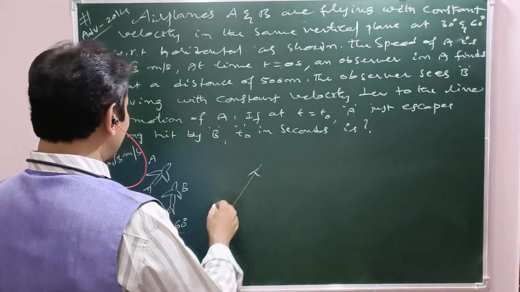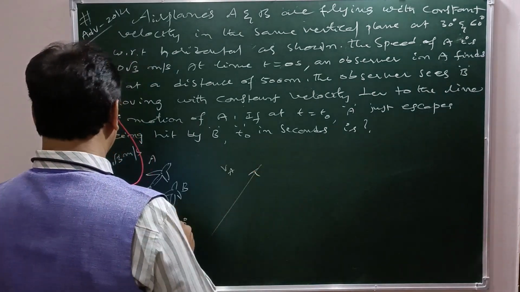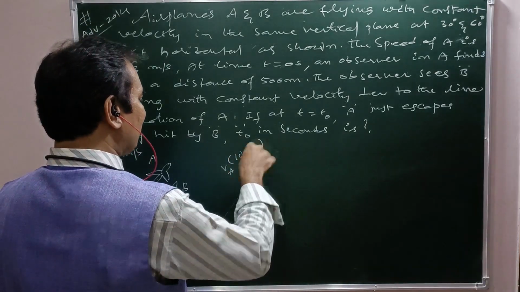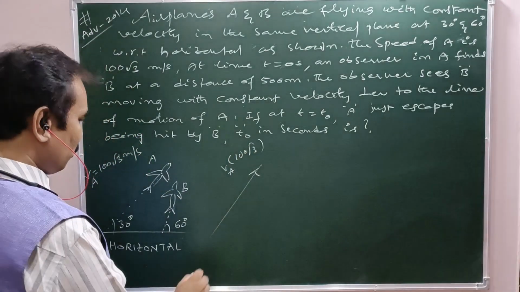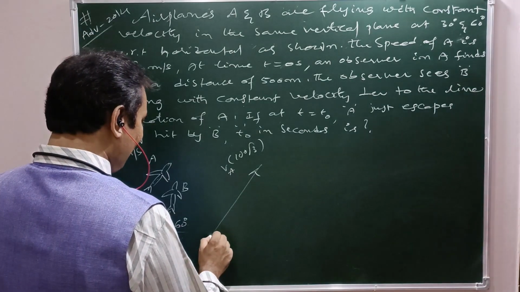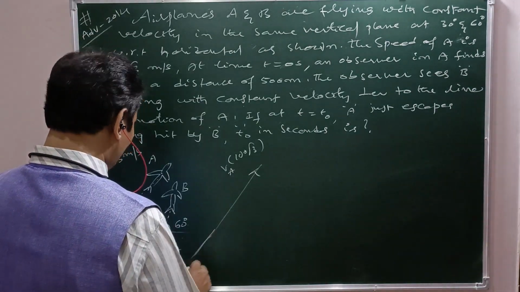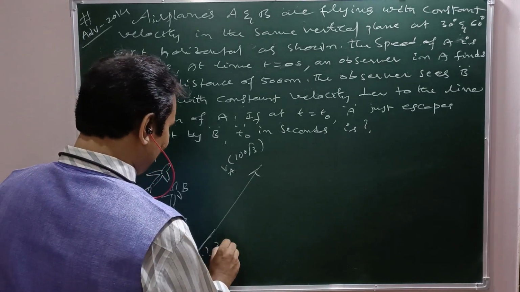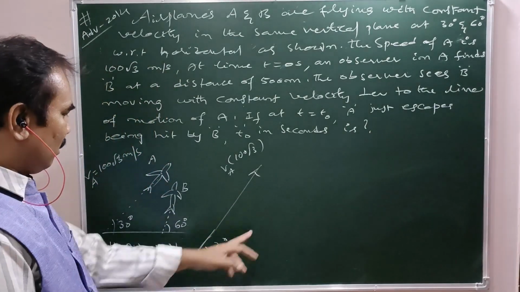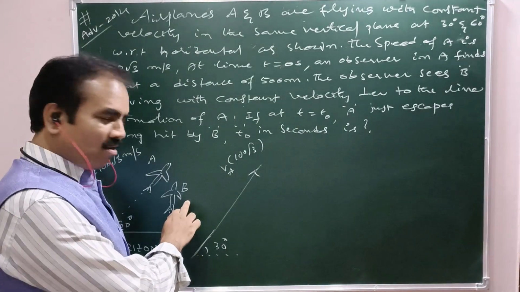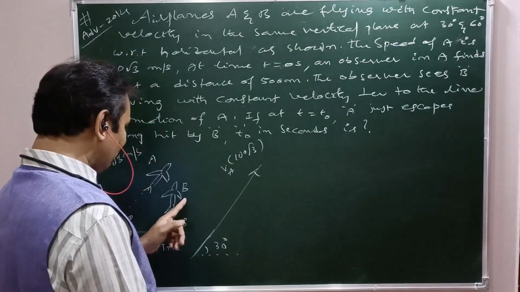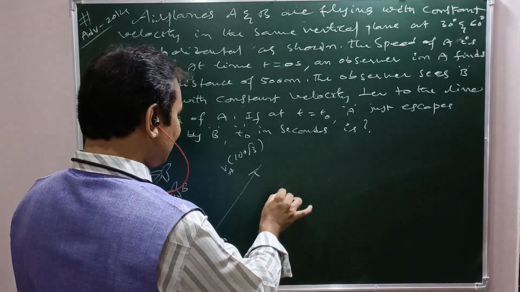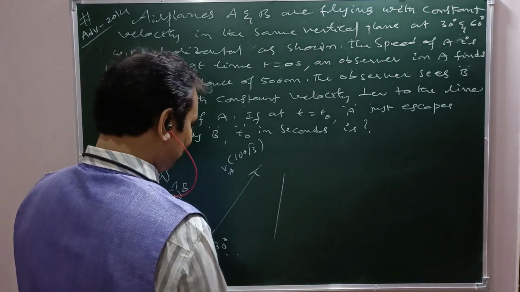See, this is plane A. What is the velocity of plane A? VA, that is 100 root 3 meter per second. Right? So here, what is the angle made by direction of motion of A with respect to horizontal? 30 degrees. Right? Here, one more plane B is there now. What is the direction of motion of B? Making 60 degrees with the horizontal.